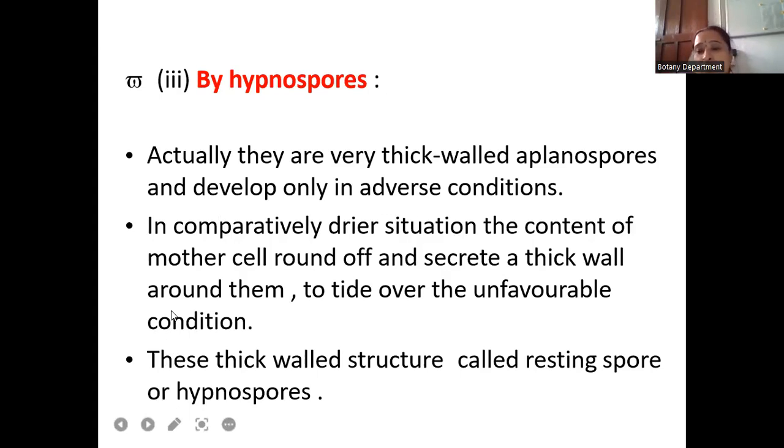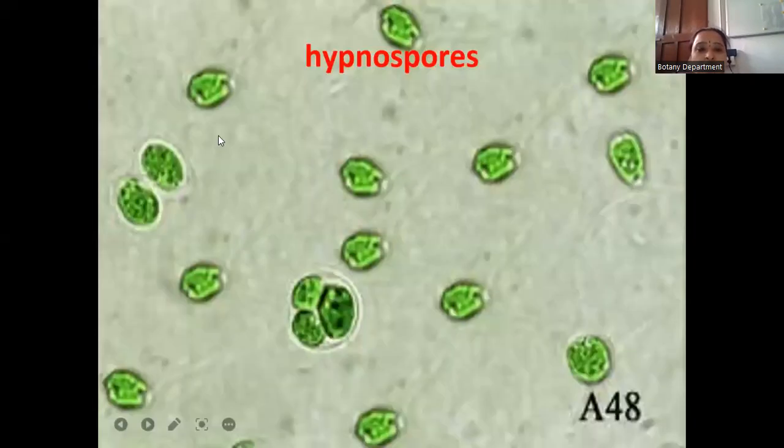Hypnospores are also very thick walled and develop in adverse conditions, where water is lost and the condition is dry. In that comparatively dried situation, the content of the mother cell creates one thick wall around itself to tide over the unfavorable condition. These thick-walled structures formed in unfavorable conditions are called hypnospores.